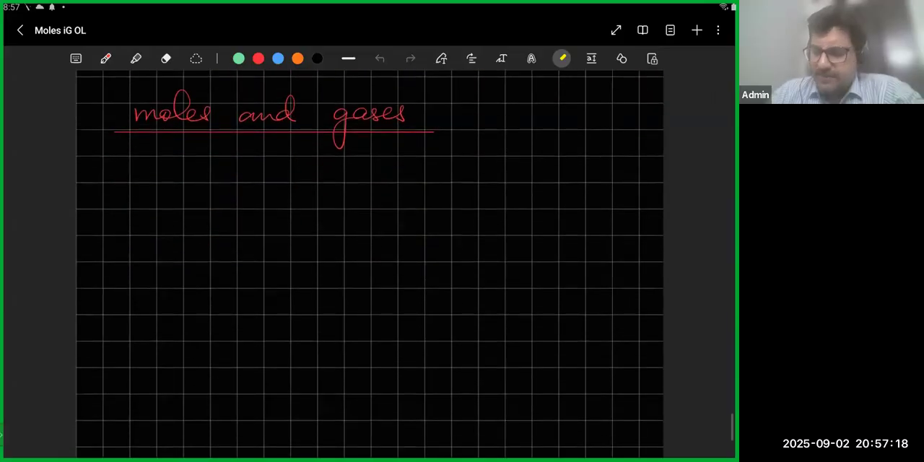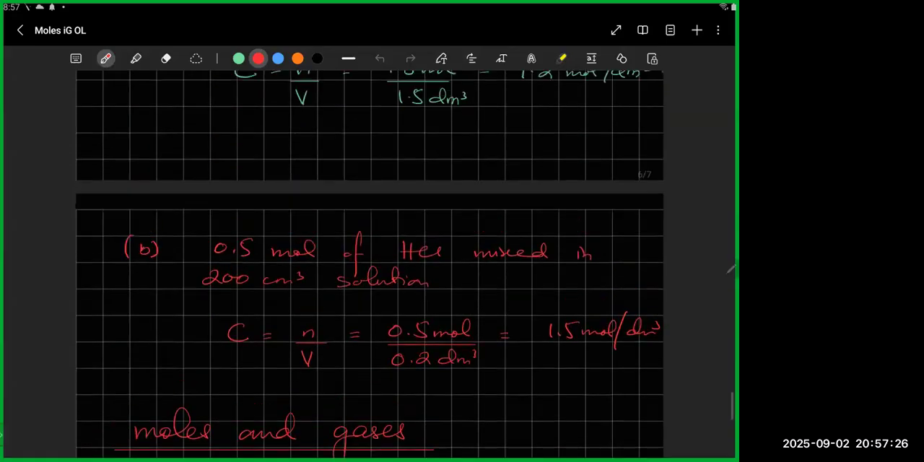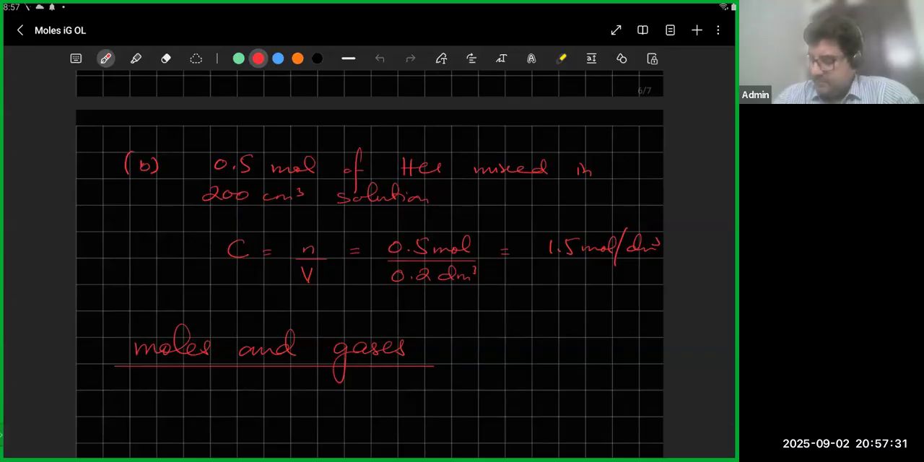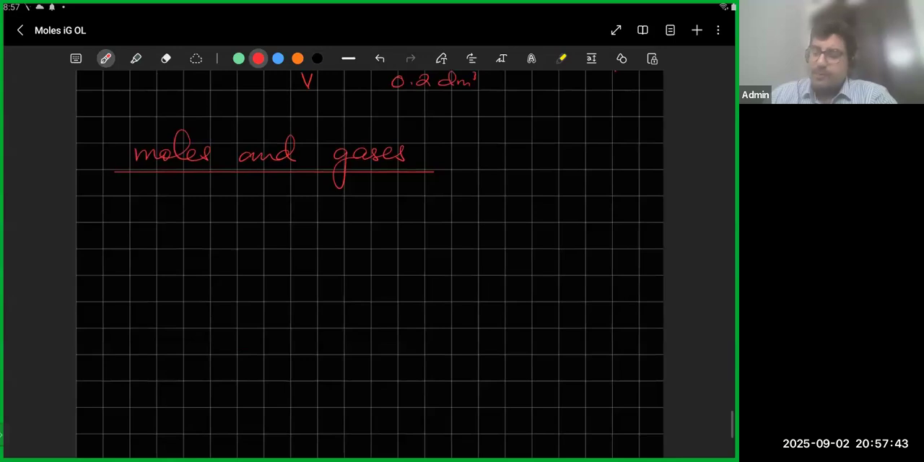The last major formula is that, Sir, isn't 0.5 over 0.2 2.5? मुझे कल 1.5 कैसे बताया था? ये मैंने खुद ही लिखा है. 2.5. 5 by 2, हाँ 2.5 है. शायद मैंने ही कर दिया होगा 1.5. अच्छा, 2.5 mole per dm cube.